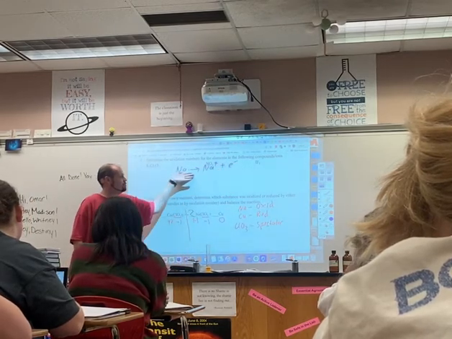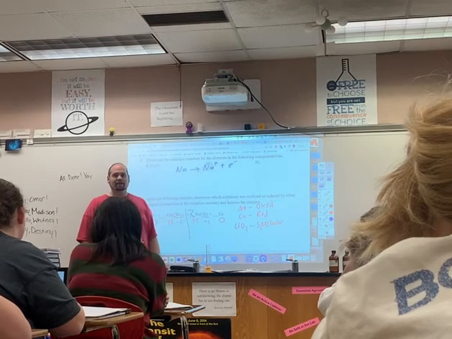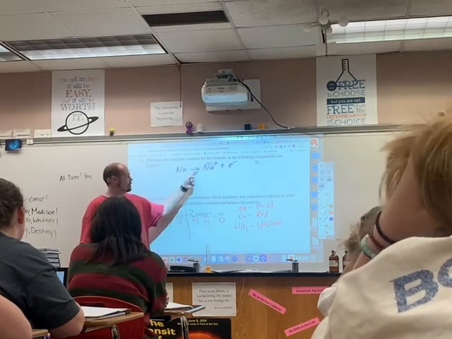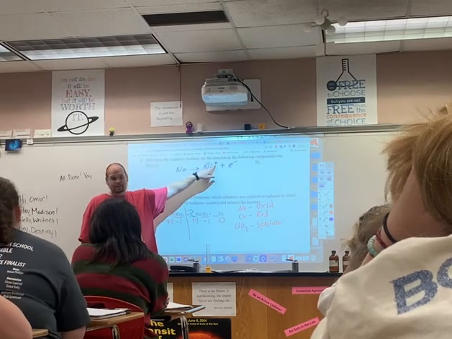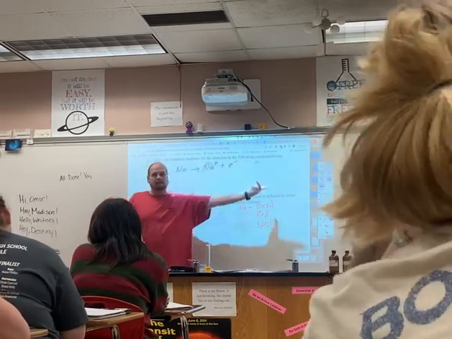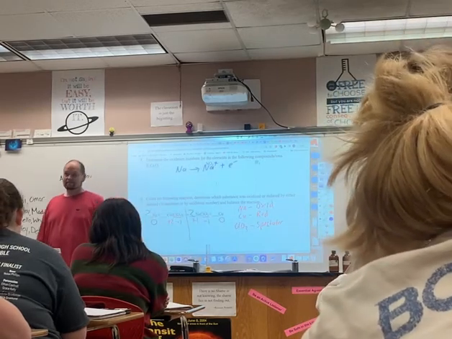Is this an oxidation or a reduction? Oxidation for 2 reasons. 1, it goes up, and 2, OIL RIG, oxidation is losing. I'm losing an electron. Ta-da.